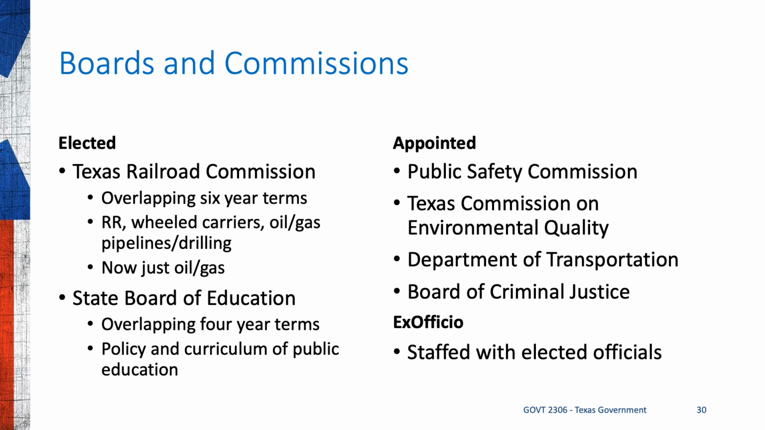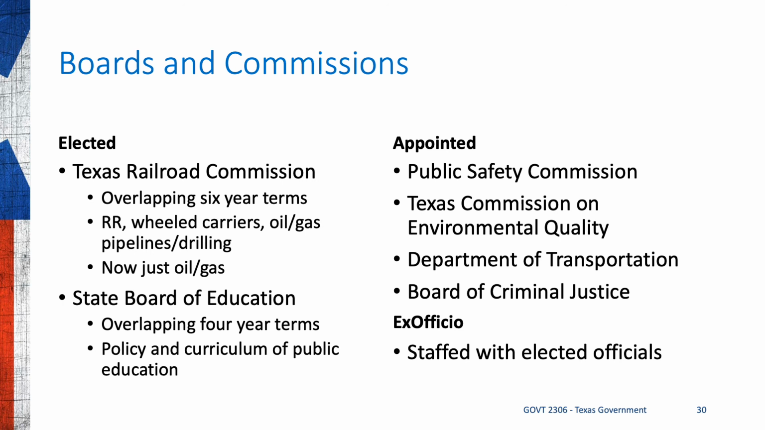Elected part of the executive branch, the Texas Railroad Commission. That is 3 different commissioners that serve overlapping 6-year terms. They not only deal with the railroad throughout Texas, but they deal with all wheeled carriers, so any kind of regulation of semi-trucks, and also they are in charge of regulations for oil and gas pipelines and drilling, and the enforcement of those. And so they deal with the disposal and the pumping and those kinds of things as they relate to oil and gas.